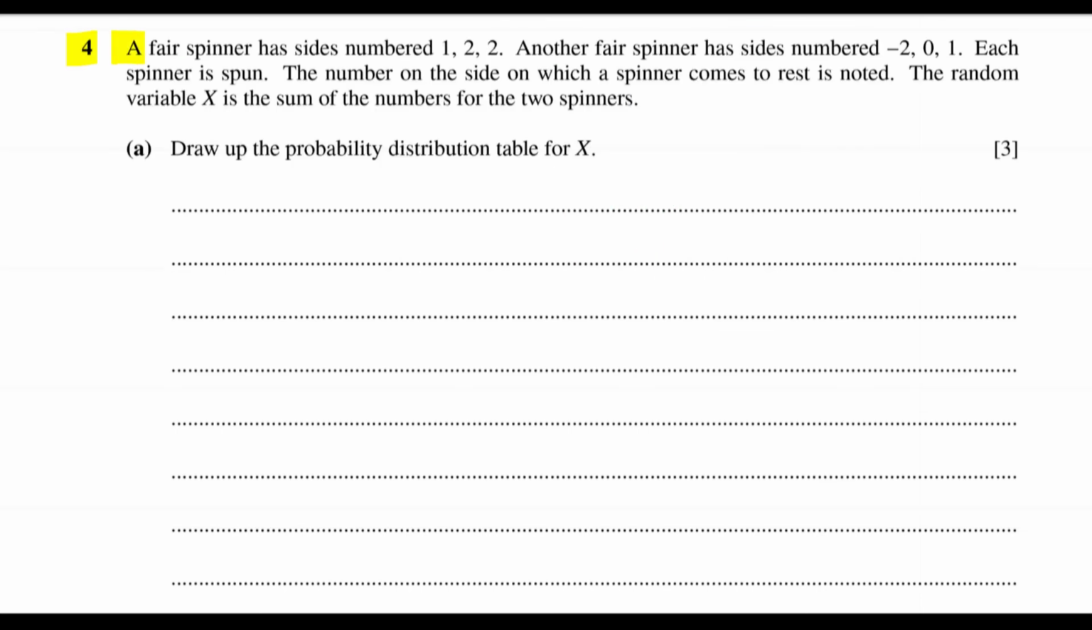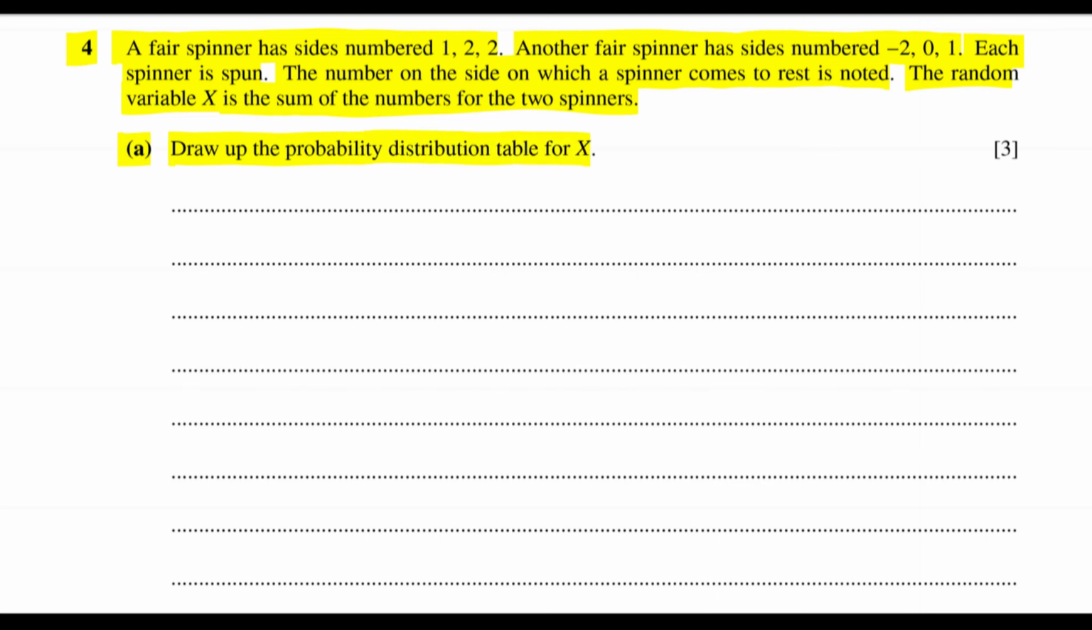Fourth question. A fair spinner has sides numbered 1 to 2. Another fair spinner has sides numbered -2, 0, 1. Each spinner is spun. The number on the side on which each spinner comes to rest is noted. The random variable x is the sum of the numbers of the two spinners. Part A, draw up the probability distribution table for x.